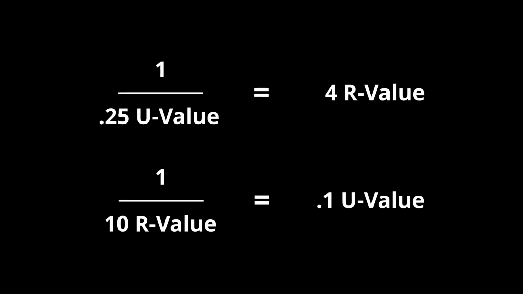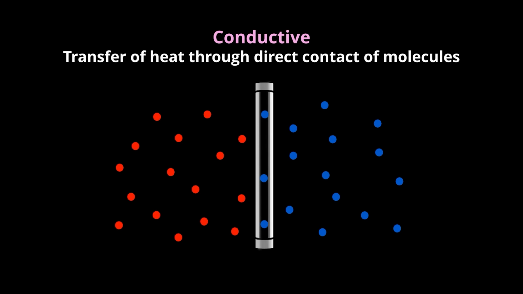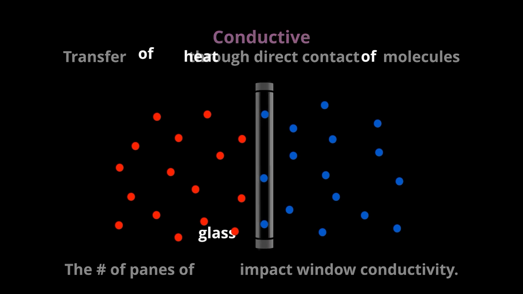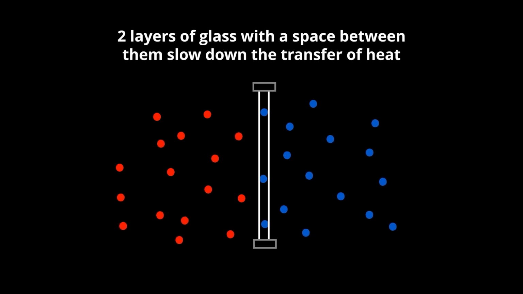Now let's talk about conductive heat transfer. So if U value slows conductive heat transfer, remember conductive heat transfer is when molecules are in direct contact. The number of panes of glass are going to have the biggest impact on conductivity, or increase in R value, reduction in U value, which is what we want, right? So if you have 2 layers of glass, you're going to have a space between them. They're going to slow down that transfer of heat.